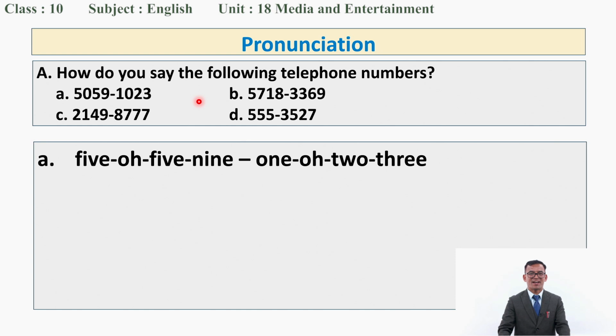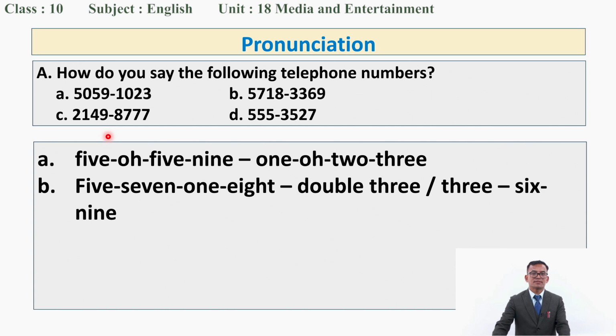Good. Now, how do you say the following telephone numbers? Good. You have the idea now? Okay, what is this? 5059, 1023. You're right. What about next? Yes, 5718 33, or you can say 3369.